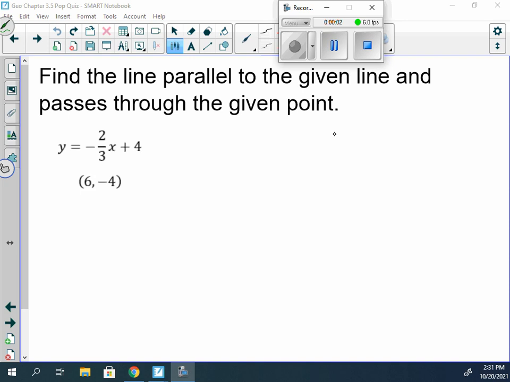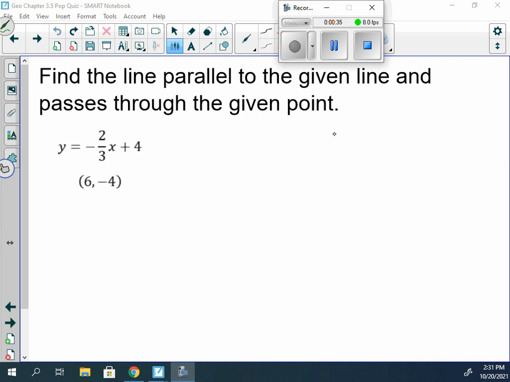So the first four questions were asking us to find the equation of a line that is either parallel or perpendicular to the given line and passes through the given point. So if we're talking about two lines being parallel, we know that they will not what? They will not cross. They will not intersect because by definition, parallel lines are two lines that do not cross or intersect. So if they're not going to cross or intersect, it means if two lines are parallel, they're going to have the exact same slope.